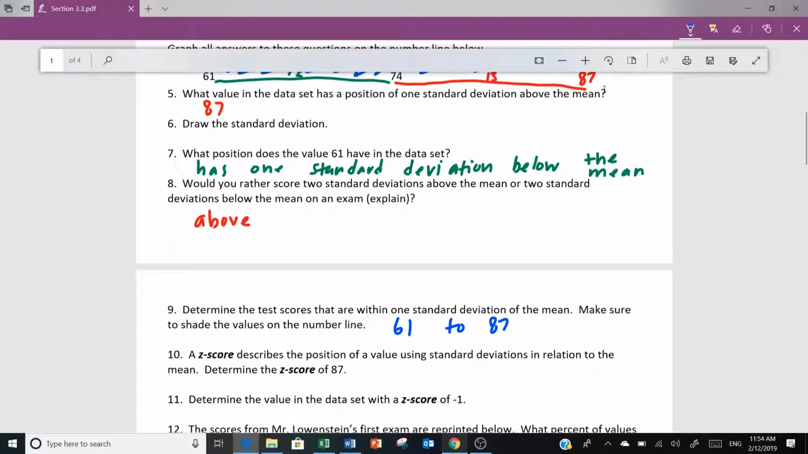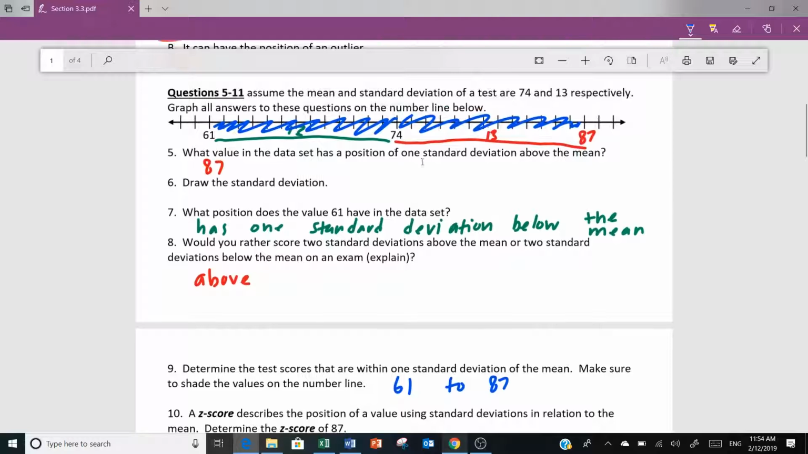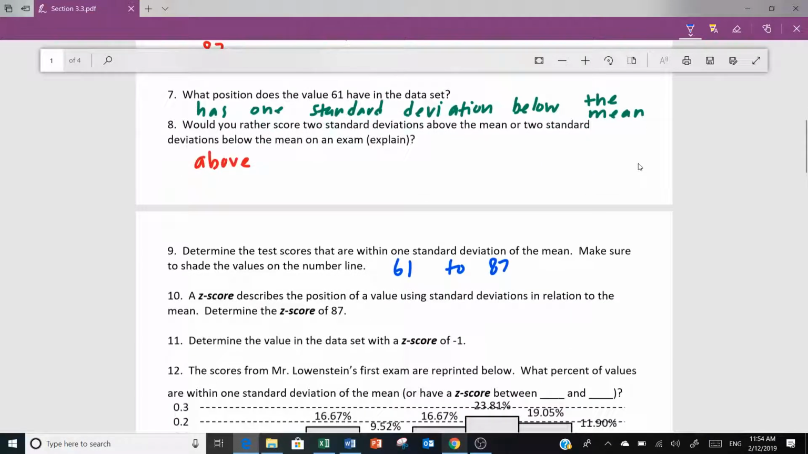Okay, so the answer to 87 is going to be 1 because you added 1 standard deviation. So the z-score just tells you the number of standard deviations you added to the mean. We added 1 standard deviation to the mean, so the z-score is 1. See, we just added 1 over here to go from 74 to 87. So the correct answer again is positive 1.